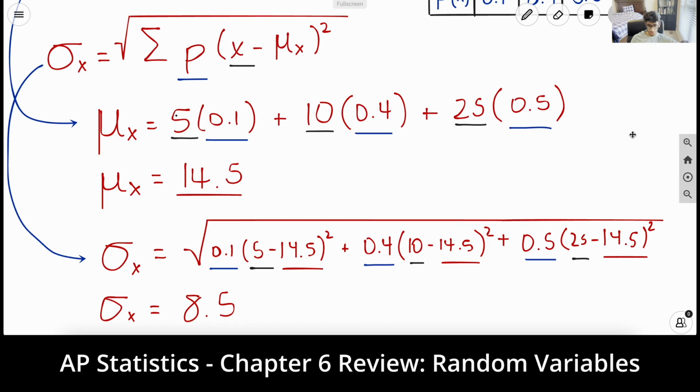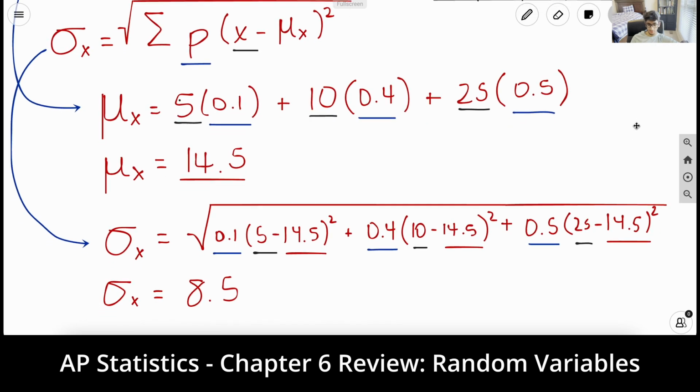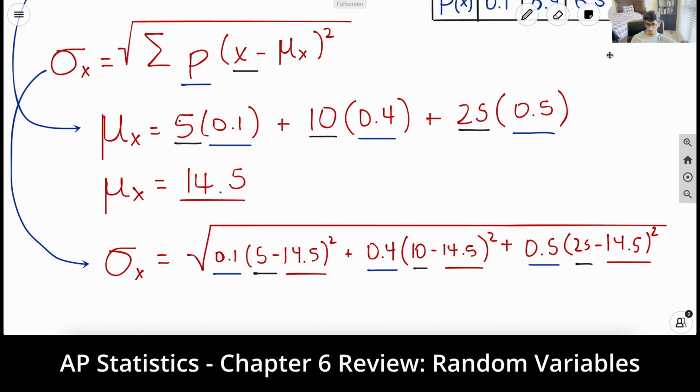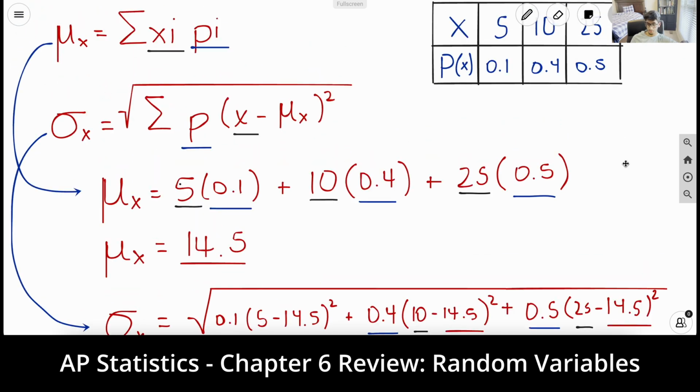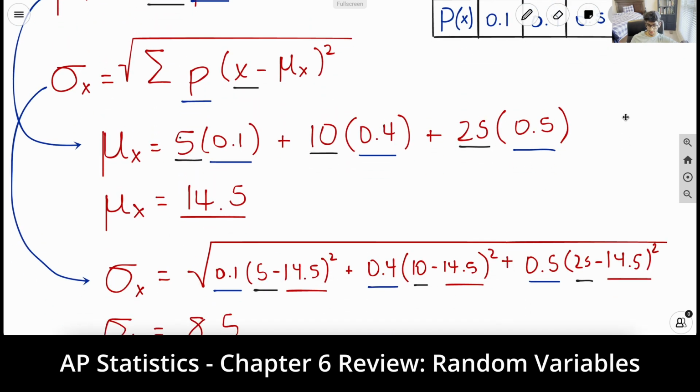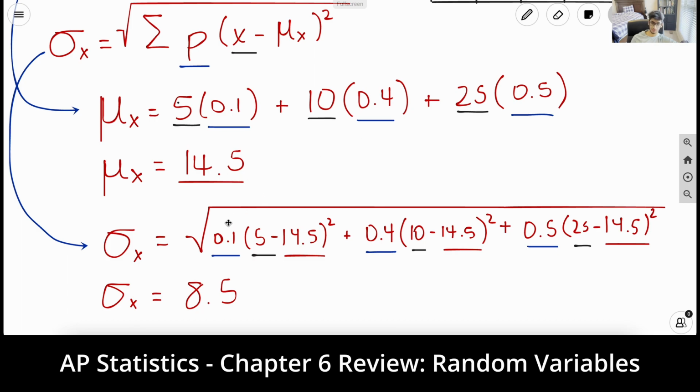And then we can do our standard deviation. And this is what I mean by that formula above. So our probabilities, we get from the table: 0.1, 0.4, and 0.5. We put those outside of the parentheses. And then within the parentheses, we put our x values, 5, 10, and 25. And then the second number within that parentheses is the mean, which we found in the previous problem.